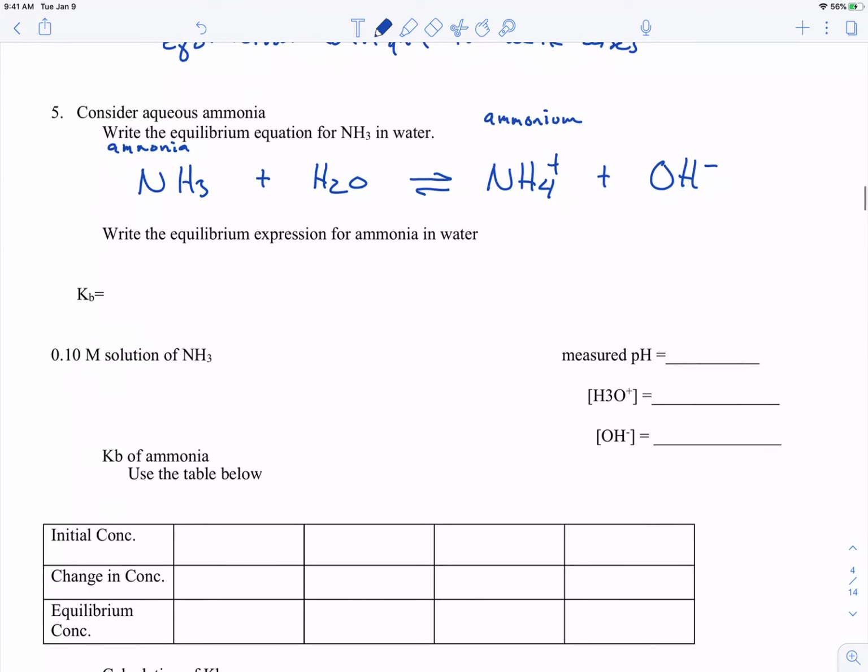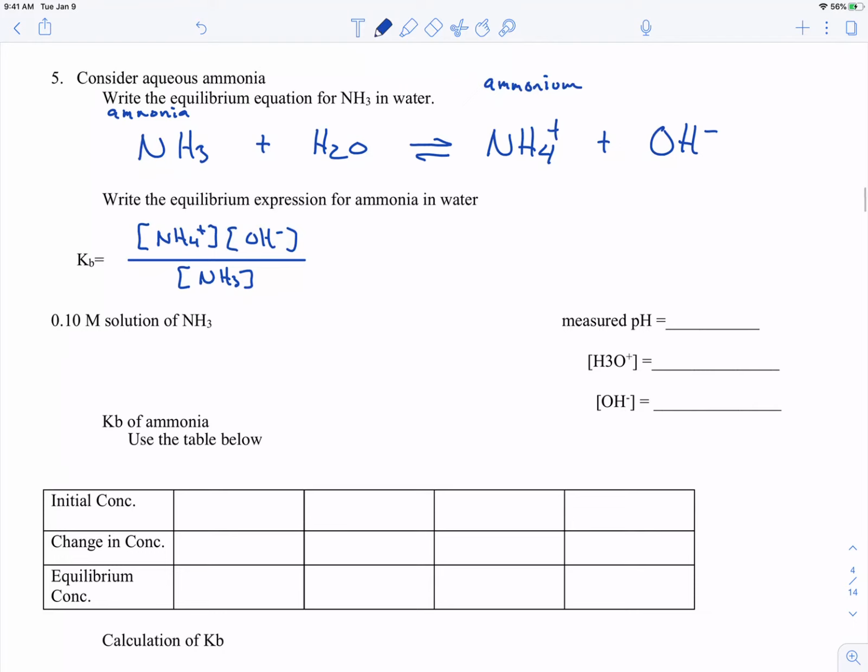So let's take a look at the equilibrium expression for this weak base. We would take the ammonium times hydroxide, those are the two products, over the reactant ammonia.